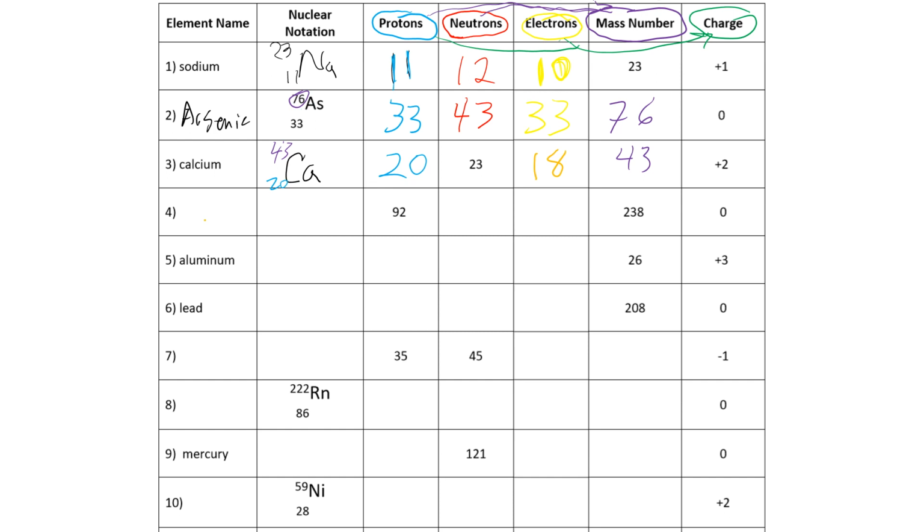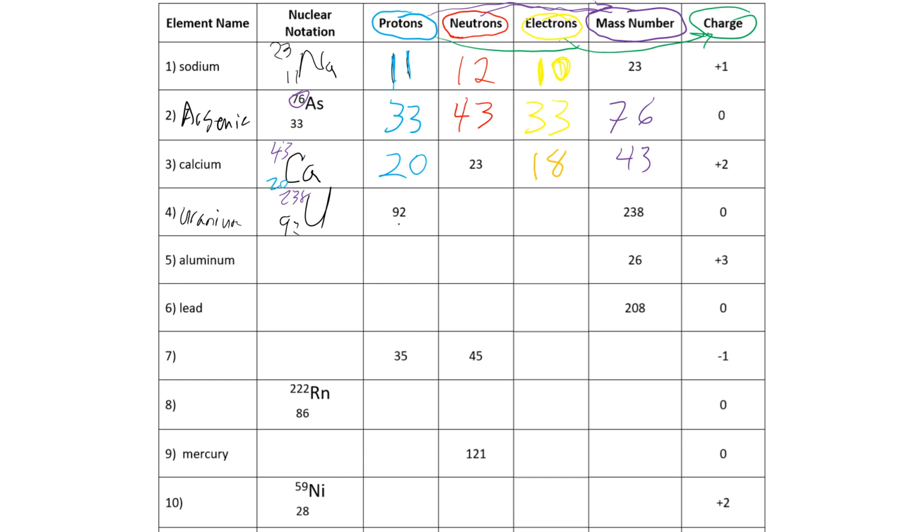All right, number 4 has 92 protons. So whatever it is has 92 protons. And if you look through, you will see on a periodic table that uranium has 92 protons. All right. We do have a mass number, 238. So uranium 238. So that means that the mass is 238.